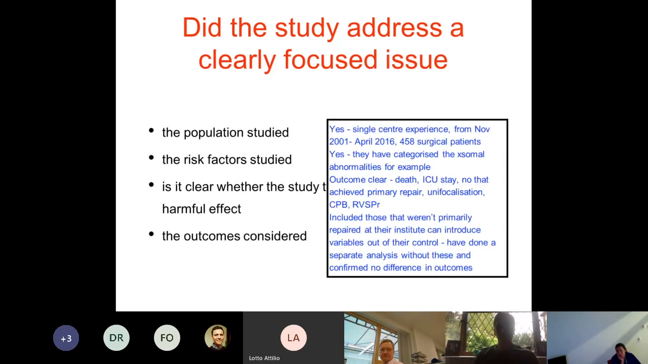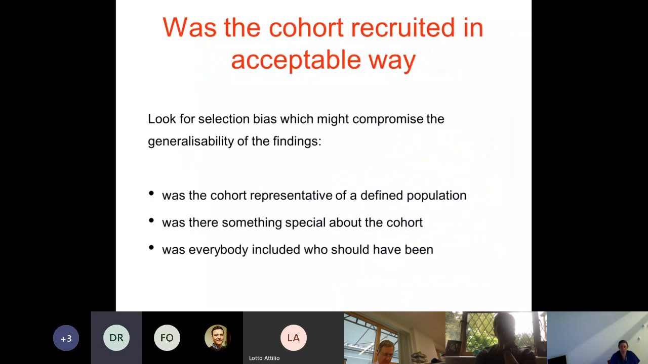Now, this was a single center experience over 15 years with a pretty good sample size. Their population is obviously appropriate upon diagnosis. They've chosen clear outcomes in the sense they've looked at mortality, ICU stay, hospital stay, how many of them achieved unifocalization, single stage. They looked at RV systemic pressure as a measure of outcome. And they included those that weren't primarily repaired at their institute, so they didn't necessarily follow the algorithm they've set out for their patients. But as you'll see later, they do a separate analysis on those patients, which I think is fairly prudent.